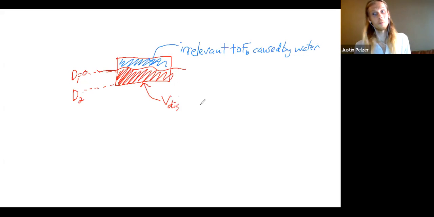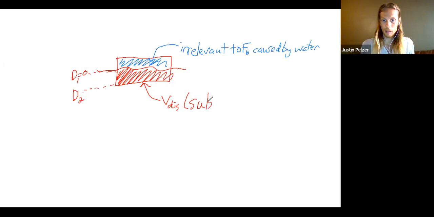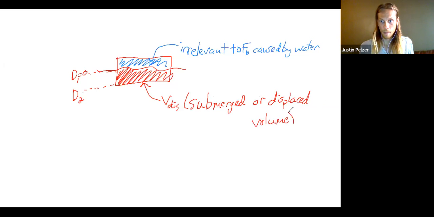Sometimes we say the volume submerged. So I'll write VDIS, and I prefer that. If you like submerged, please, that's fine, but it is the submerged or displaced volume. I'm going to use those interchangeably. Submerged or displaced volume is what matters.